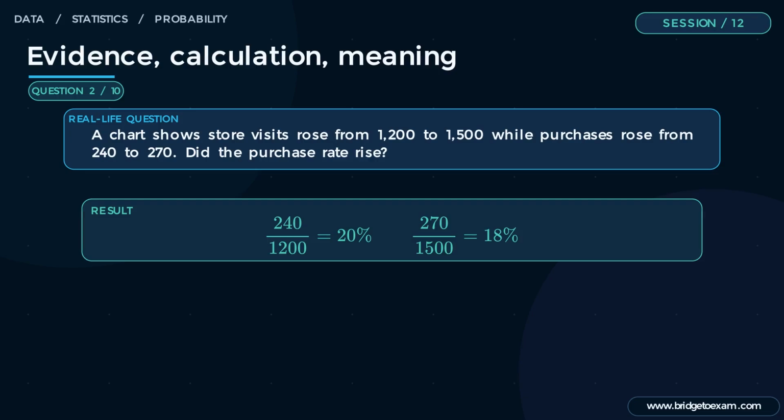Quick check. Counts and rates answer different questions. Both statements can be true simultaneously. This matters in real life because retailers distinguish traffic growth from conversion performance.